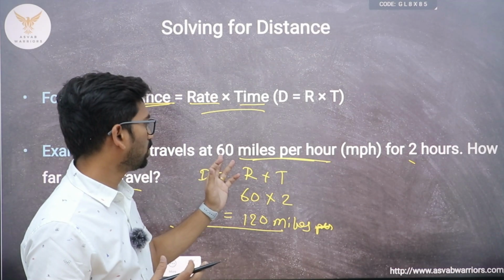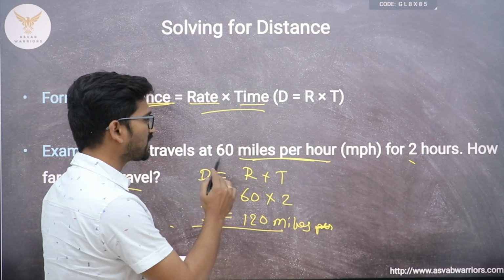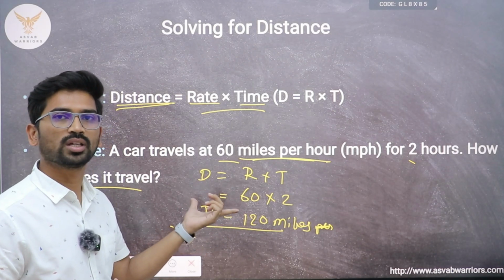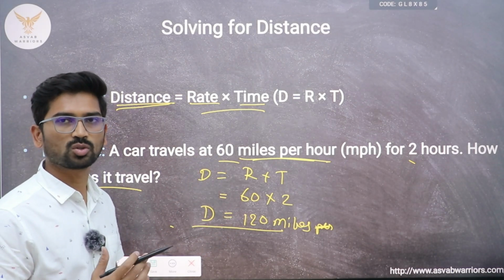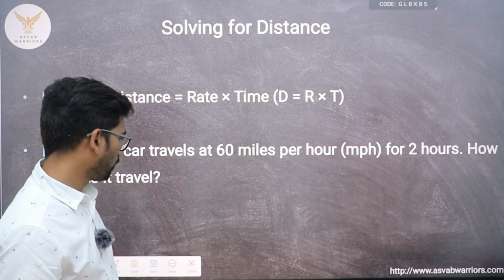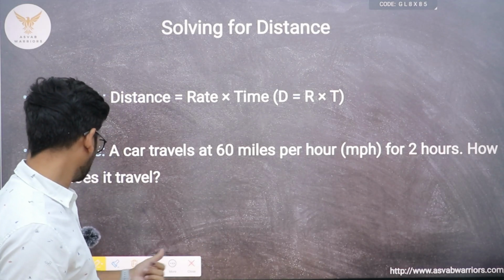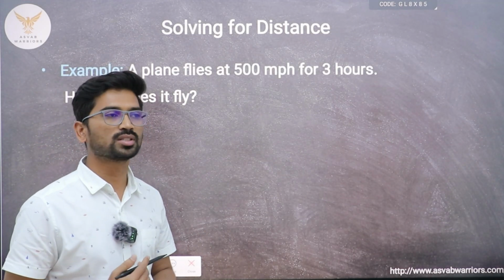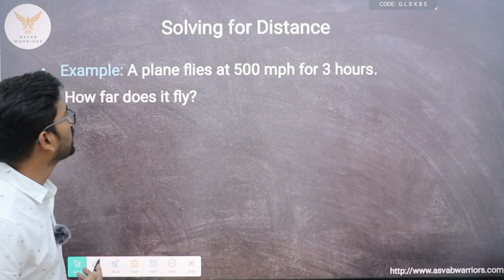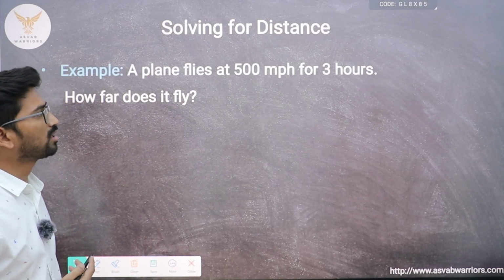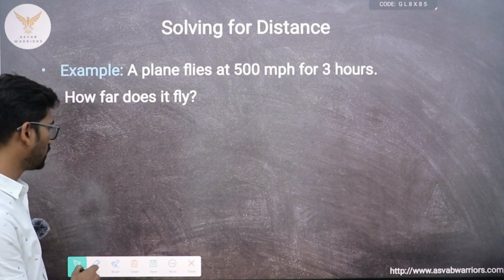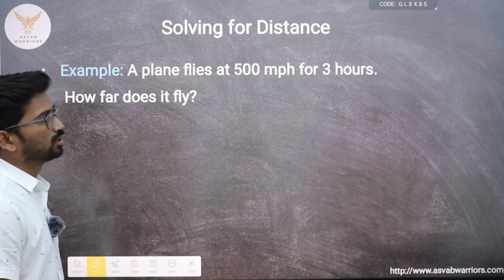If the distance is given in the kilometers, then the rate will be also in the kilometers per hour and so on. This thing you should remember. Now we will see few more examples. Now this example says a plane flies at 500 miles per hour for 3 hours. How far does it fly?